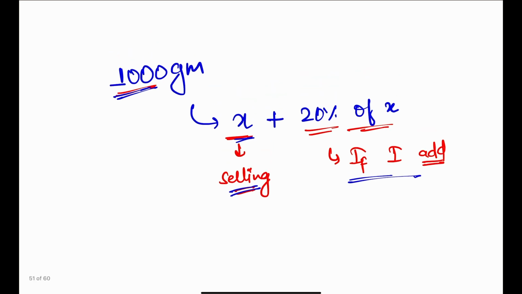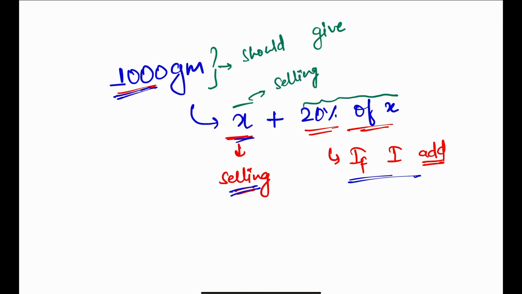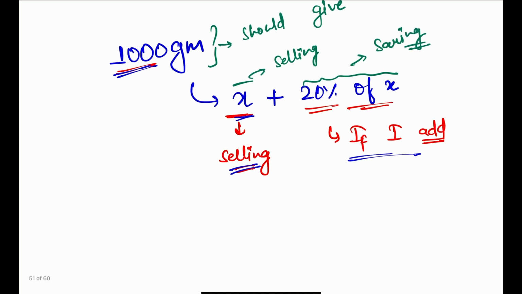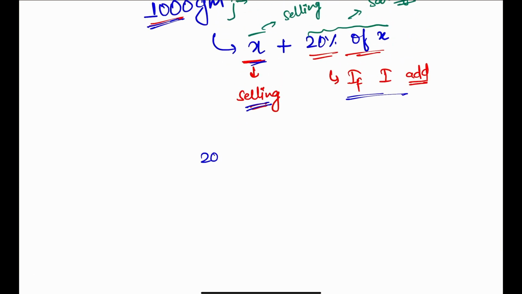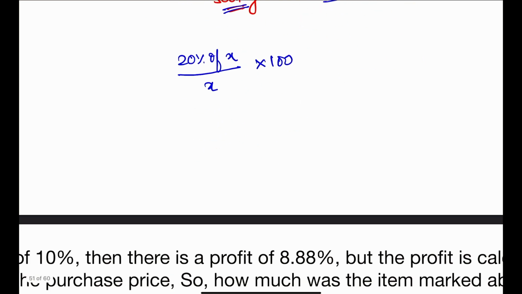If I have, I should pay, or this is what I should give, but I am giving this much, I am only selling this much. So can I say that this is what I am saving. So if I use the same analogy, I can say how much I am saving, 20% of X. When I am saving this much, when I am selling X into 100, so 20% of X, again it will be nothing but 20% only.